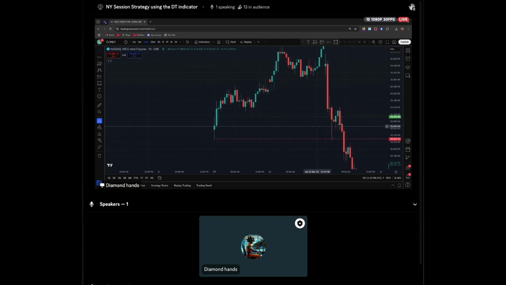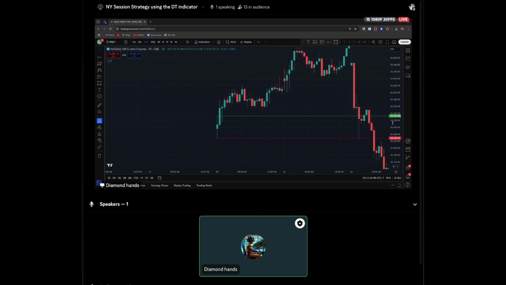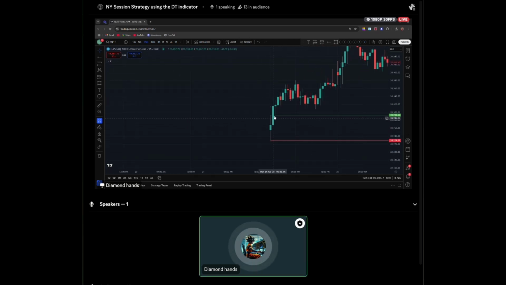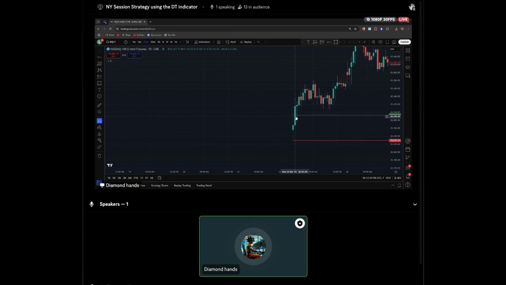So what most traders do is they wait for this breakout to happen and then come and retest the high of that candle, or the high of the ORB. In this case, it's a 15 minute, so it's 20,293. They'll mark this area as their entry.